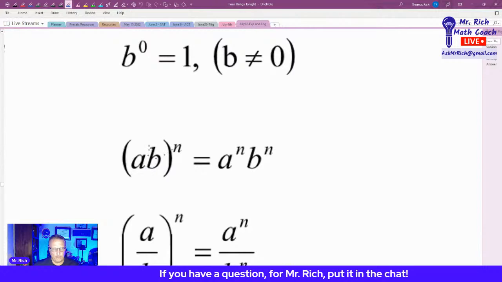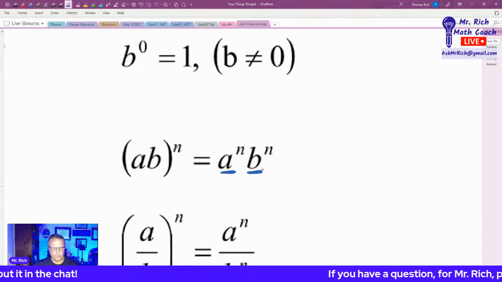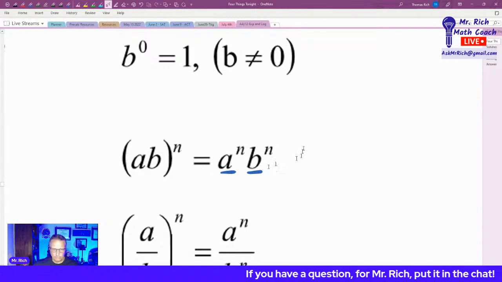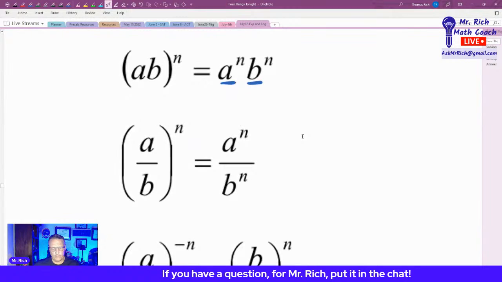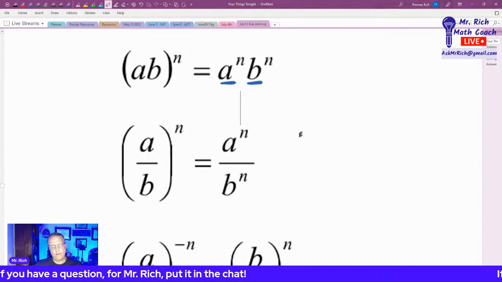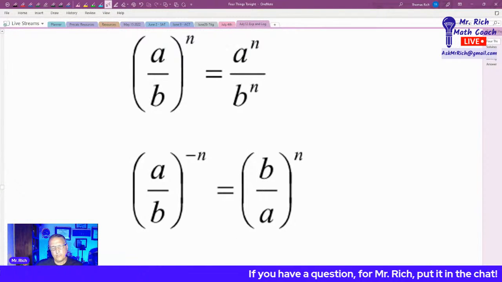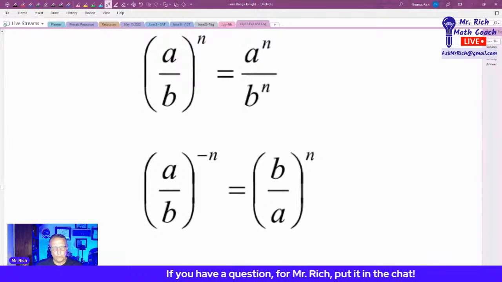Also, this is our product to power rule. If I have two things multiplied raised to a power, then that exponent gets applied to both of those factors inside the parentheses. That also holds for quotients right here. And let's talk about the negative exponent rule. I just always encounter students at all levels of Algebra 2, Pre-Calc, Calc AB that just kind of forget about the negative exponent rule.